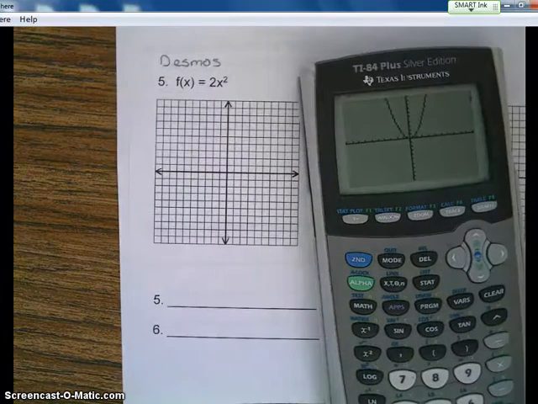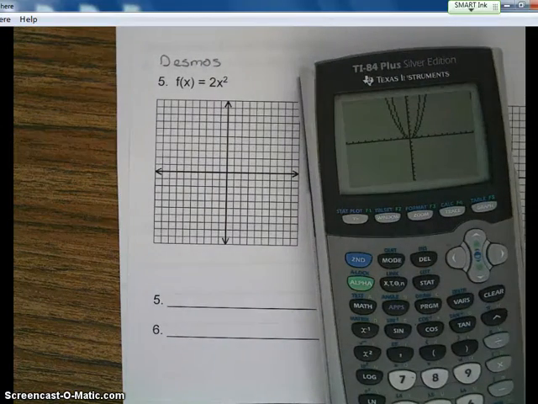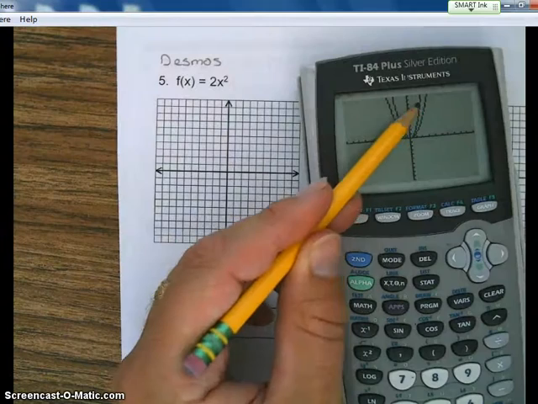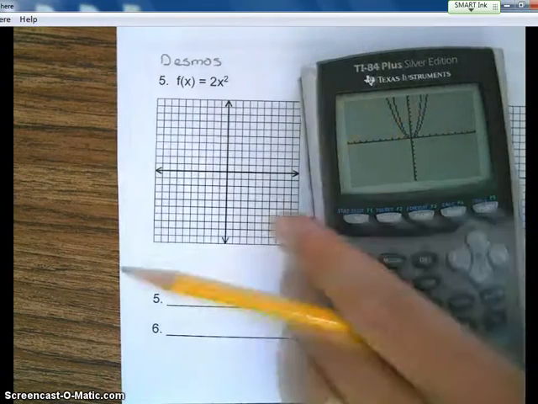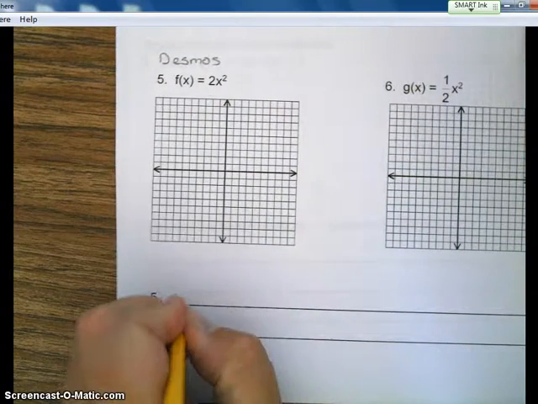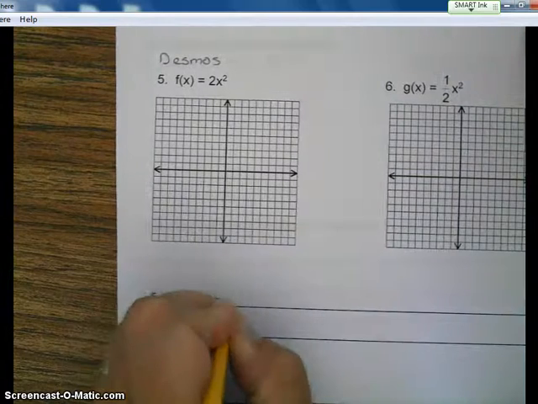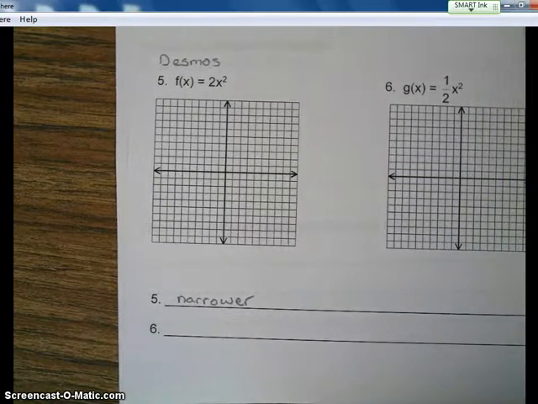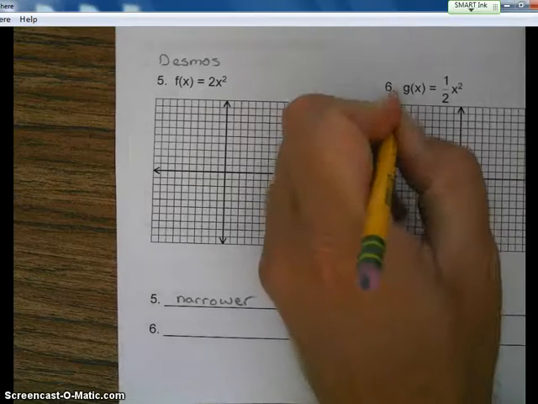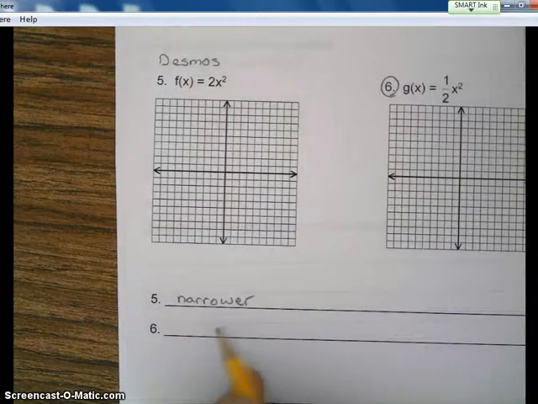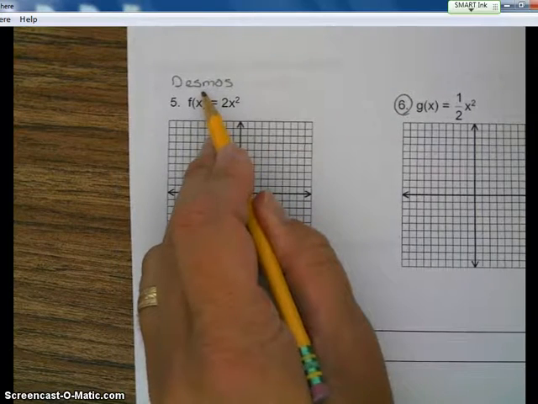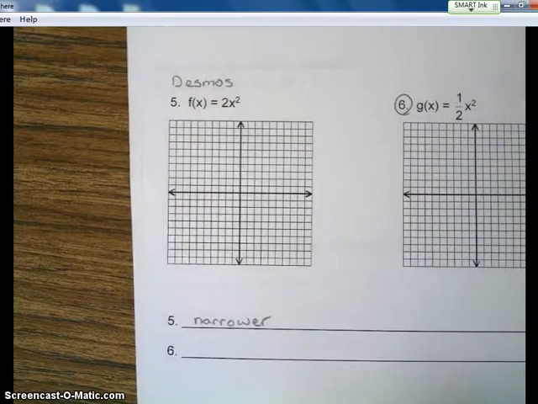All right, let's graph it and see. So we're comparing the parent to the transformed. Notice that the vertex didn't move, but the parabola got narrower. So narrower for now. All right, number 6. I'm going to let you do this one. Again, if you don't have a graphing calculator, go ahead and try Desmos on the internet and use that.